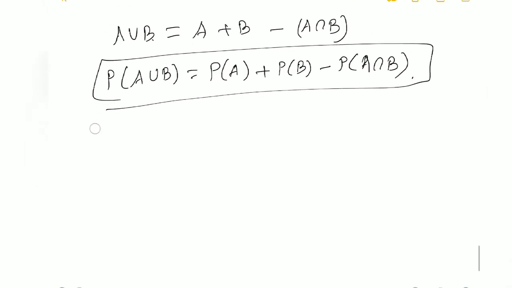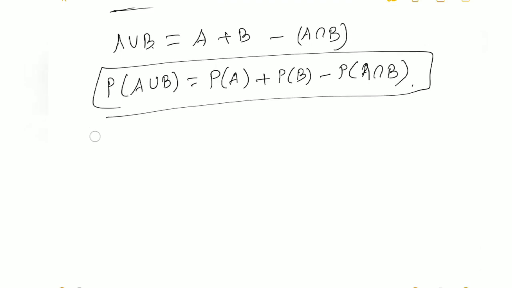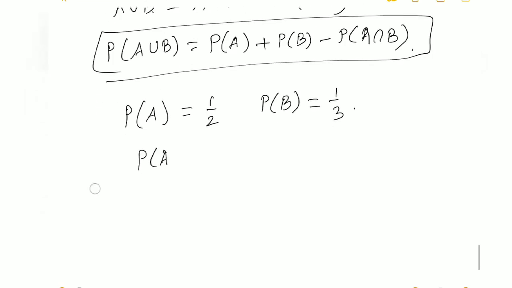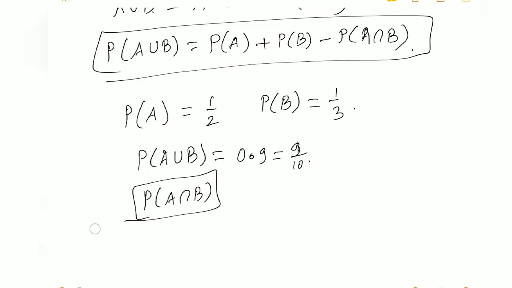Now let's practice one problem. Suppose they have given that the probability of A is half, the probability of B is 1/3, and the probability of A union B is 0.9, which means 9/10. Now you need to find the probability of A intersection B.